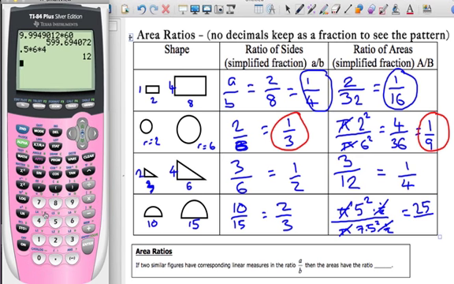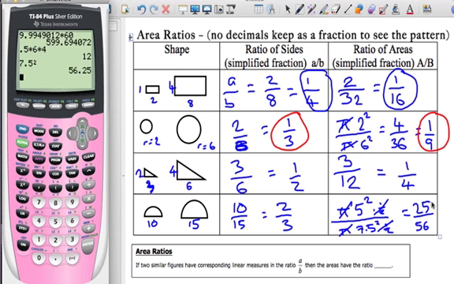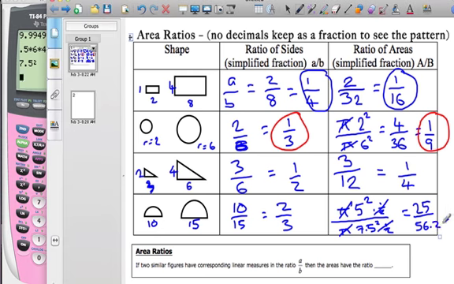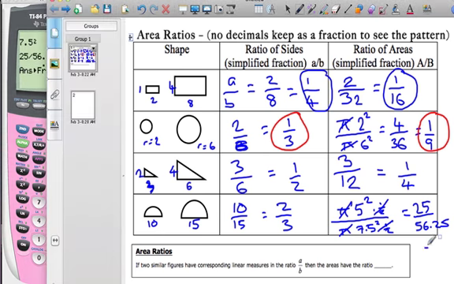So I've got 5 squared, which is 25, over, let's go over here, 7.5 squared, which is 56.25. Let's get our calculator to simplify that one. So 25 divided by 56.25. And let's look at that as a fraction. It's 4/9.